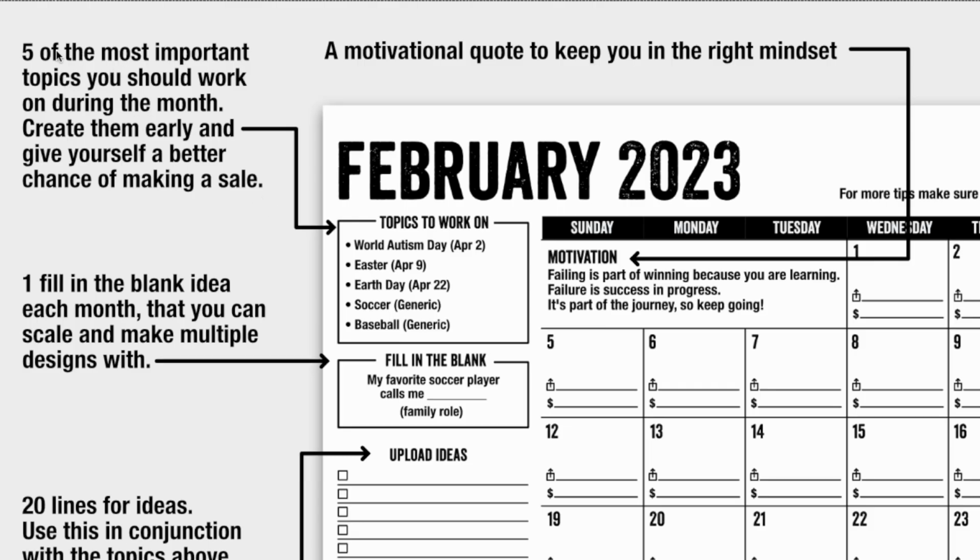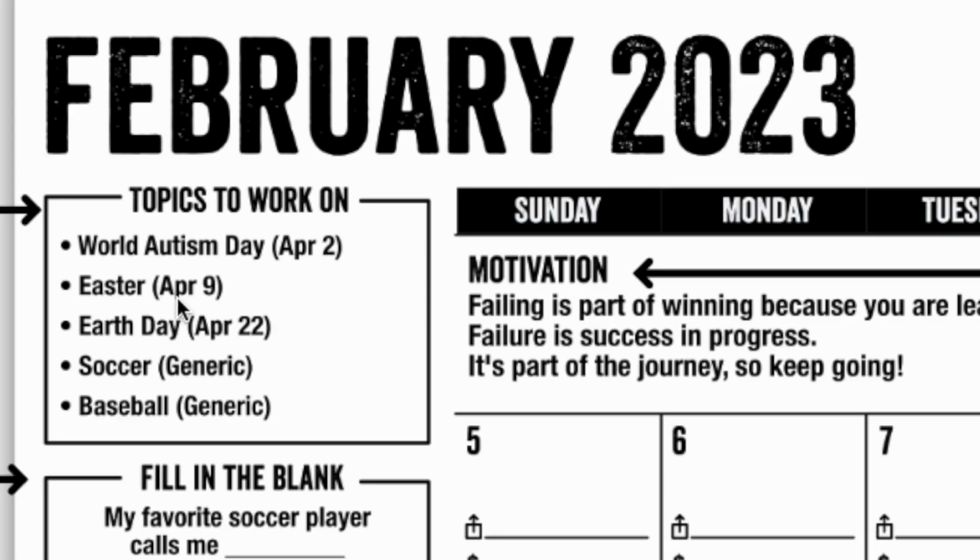I also put the 5 most important topics to work on in February, or for each month. I'll show you later on all the different months here, but this is 2 months ahead. So in February, we're working on things that are in April, right? So Easter, if you want to design for Easter, you design that in February, 2 months ahead to get ahead of it, to get some sales in there.